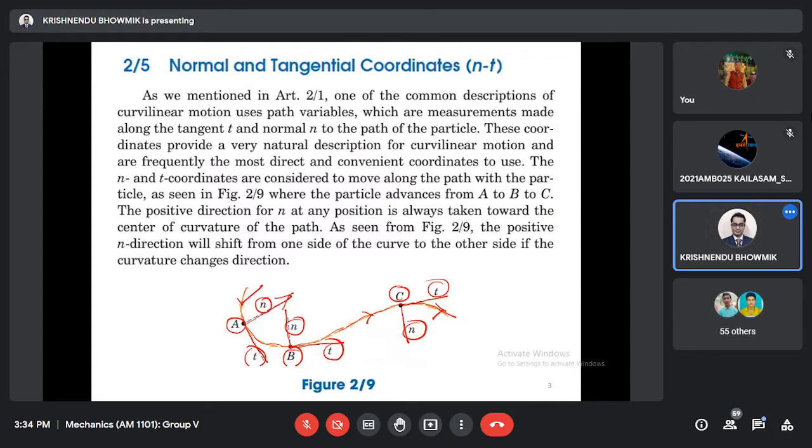it is towards this, sometimes it is this, sometimes it is towards this. So always it is towards the center of curvature. Now curvature, if it is like this, it will be like this. If curvature is like this, it will be like this. If curvature is like this, then it will be like this. Normal one towards the center of curvature.